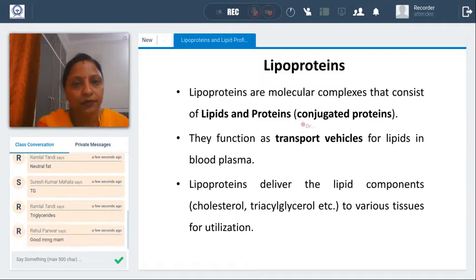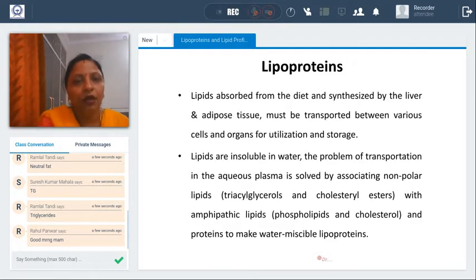So here are two important points in this slide. First is these are conjugated proteins and another is they function as transport vehicles for lipids in blood plasma. Lipids absorbed from the diet and synthesized by the liver and adipose tissues must be transported between various cells and organs for utilization and storage.